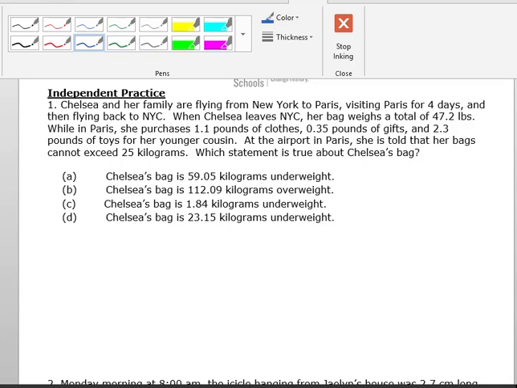Let me move forward because I'm not going to circle that if I don't think I need it. When Chelsea leaves New York City, her bag weighs a total of 47.2 pounds. I'm dealing with weight here and I don't think I need that measurement of time. When in Paris, she purchases 1.1 pounds of clothes, 0.35 pounds of gifts, and 0.23 pounds of toys for her younger cousin. At the airport in Paris, she's told her bags cannot exceed 24 kilos. I'm going to circle this in a different color because I'm looking at a different unit. My question here is, which statement is true about Chelsea's bag?